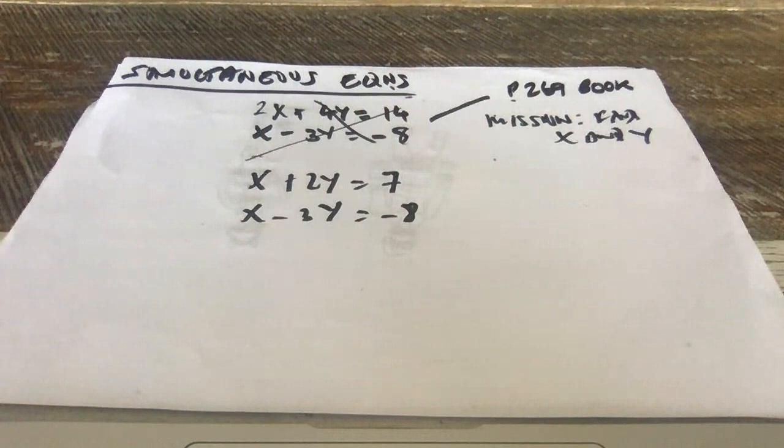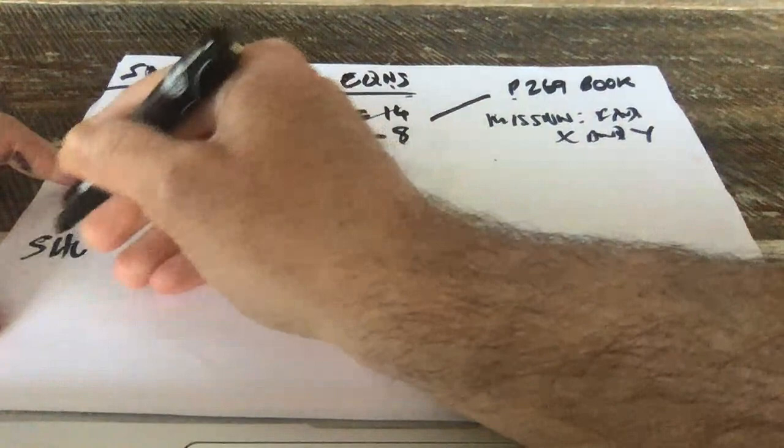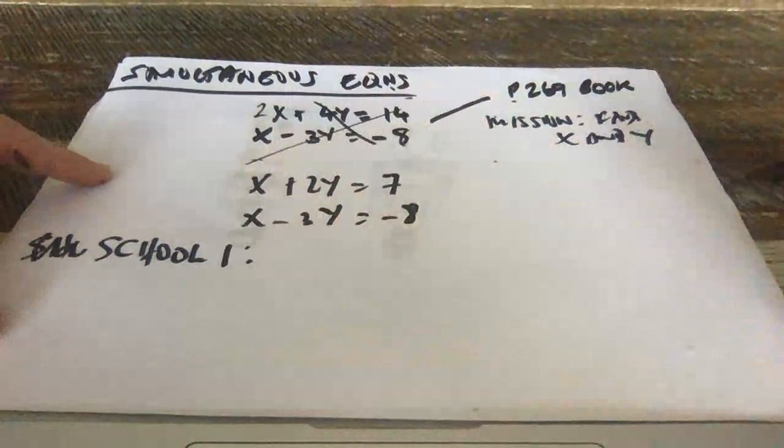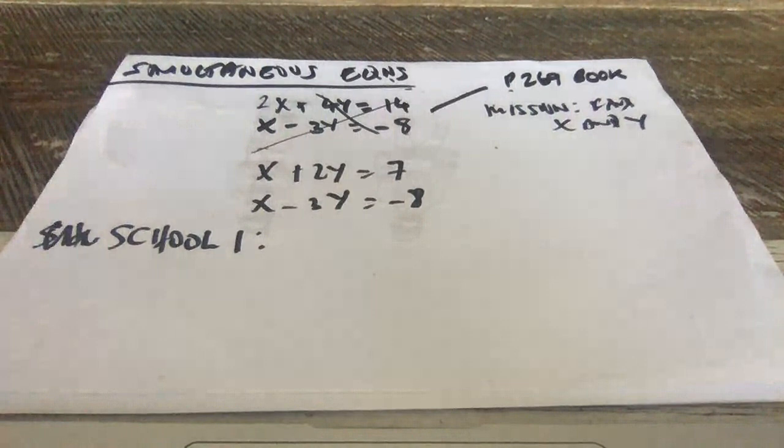The first thing I was taught in school, let me call this school one. I can't spell school. All right. You multiply one of the equations by a number such that when you add the two equations, you get cancellation. Now, I'm not sure if that's the way you were taught, but this is what I was taught.